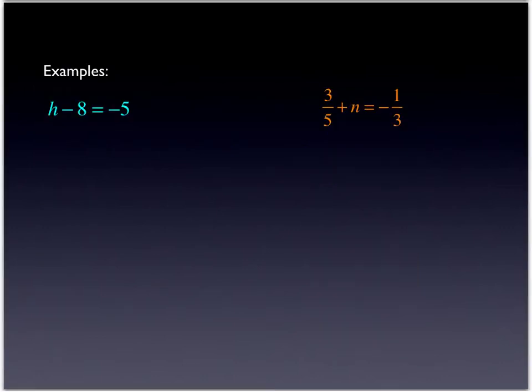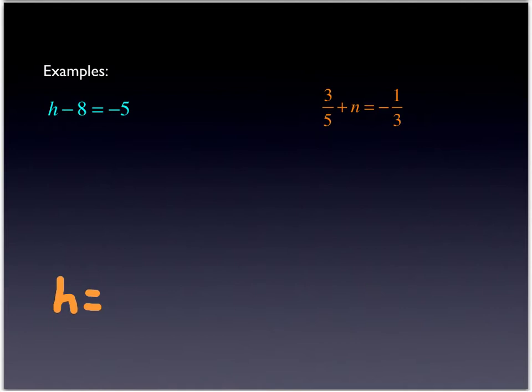Right, now we'll just get right to some examples, and hopefully a lot of these will be fairly easy for you. So here we go. First one, h minus 8 equals negative 5. Remember, ultimately we want to get to this point where we have h equals something. We want to get that h by itself.